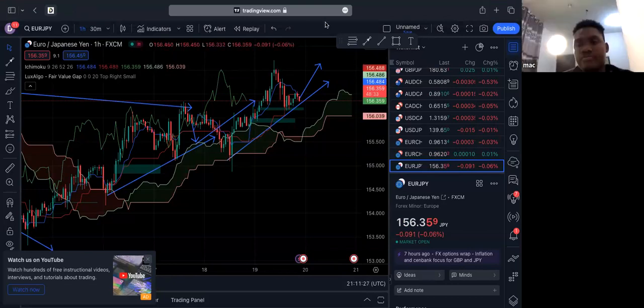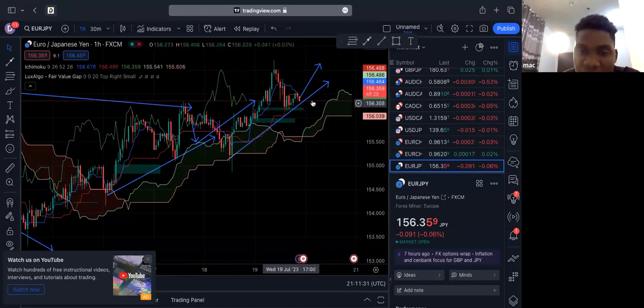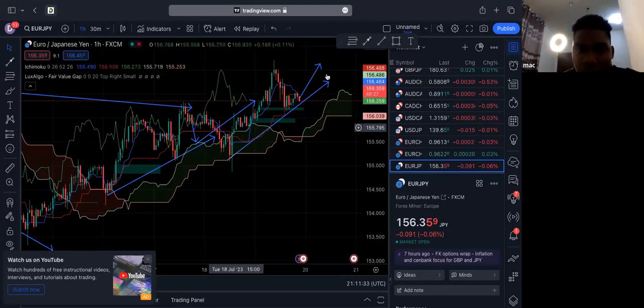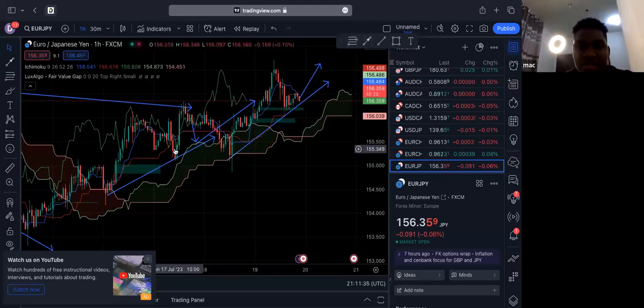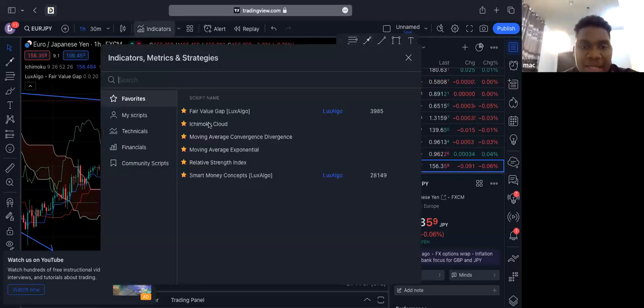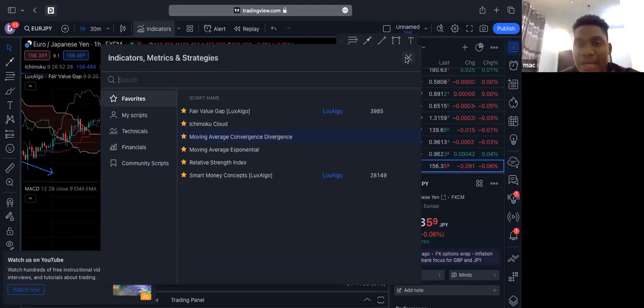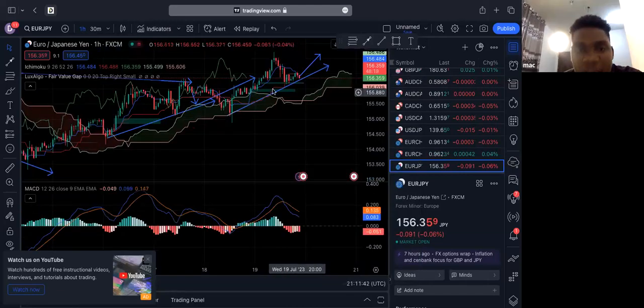It's an uptrend. You should be looking for buys. And you have seen things confirming: FVG, cloud, your support and your resistance are also confirming it. What else should we look at? Somebody said we should look at MACD. Let's see where the MACD is. Let's make the MACD bolder.